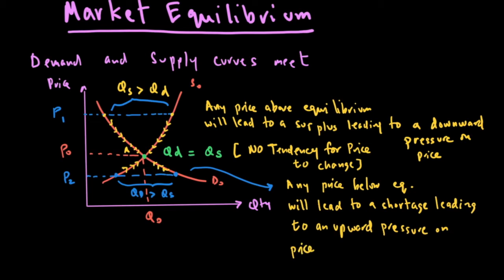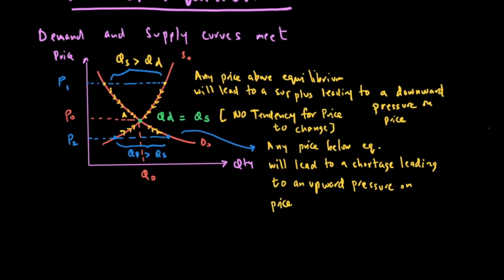Because the price is going up, some consumers will also be discouraged to buy the good, leading to quantity demanded to also fall. Ultimately, what we're trying to say is this: that at P naught, if it's an equilibrium price, QD equals QS, and therefore there is neither a shortage nor a surplus, and therefore no tendency for price to change.